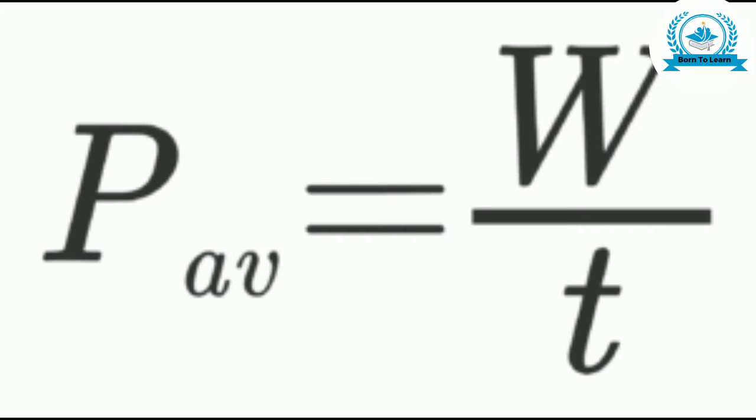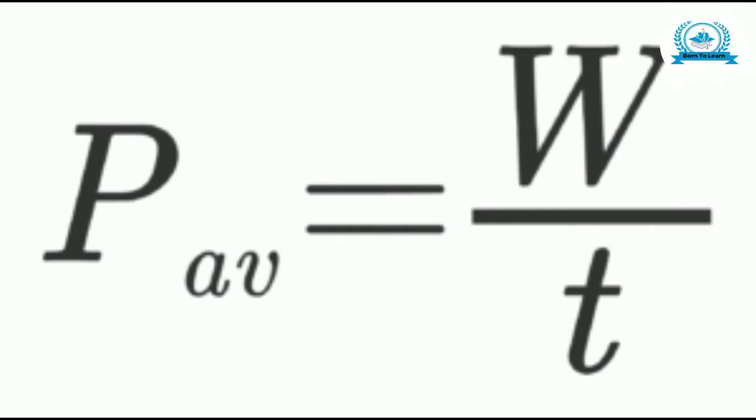Second one, power P in terms of V and R. We know that P equals V into I, and I equals V by R, so P equals V into V by R, P equals V square by R. The power is inversely proportional to the resistance. Thus, the resistance of high power devices is smaller than the low power ones.